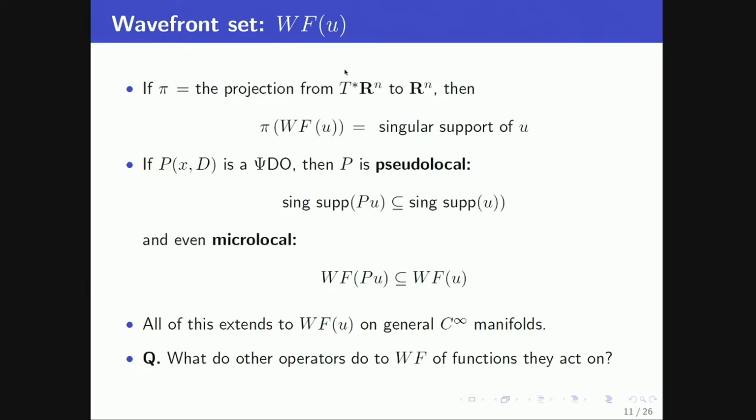Many, I don't want to say most, but certainly many reasonable operators will turn a smooth function into a smooth function. Typically, they will turn singular functions or distributions into things with singularities. Where do those singularities lie? It's a basic question.